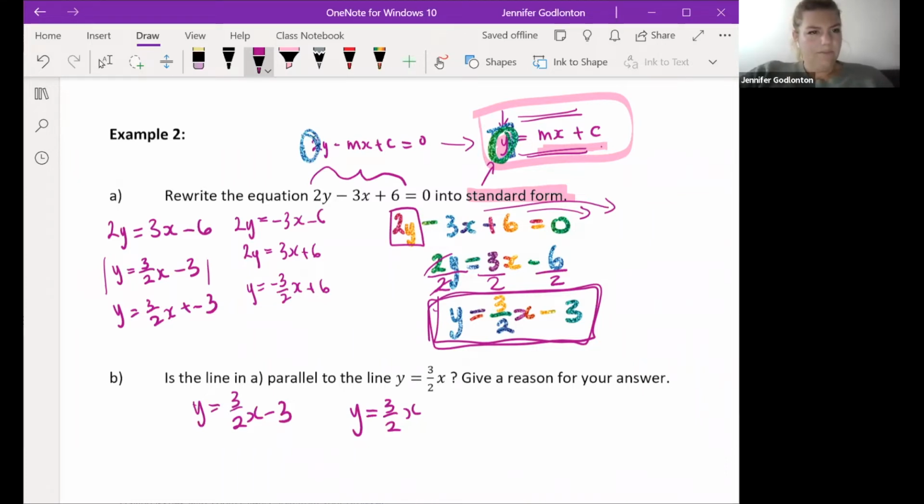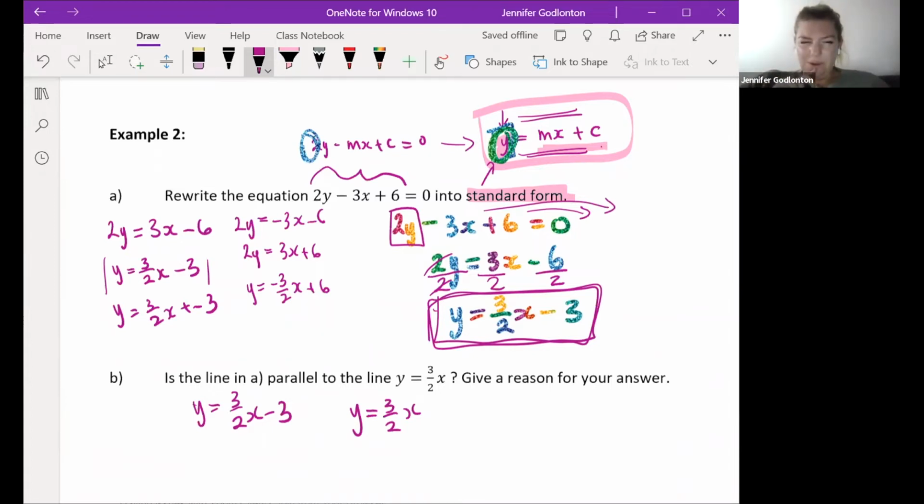Ma'am, I say they are not. Okay, why do you say they're not? Ma'am, because parallel means that they are similar, and if the minus 3 is not there, then they cannot be parallel. Parallel does not mean that they're similar. It means that they have the same slope. Just be careful with that.